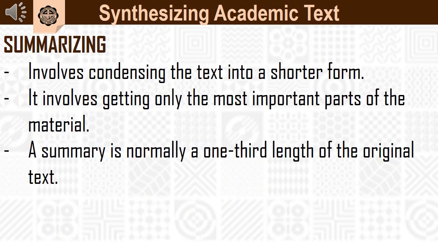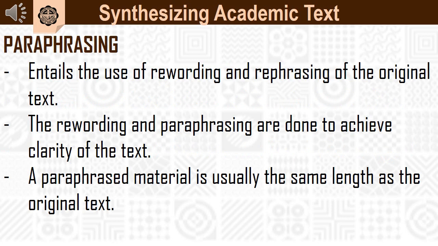Second, we have summarizing. Summarizing involves condensing the text into a shorter form. It involves getting only the most important parts of the material. A summary is normally one-third the length of the original text. Third, we have paraphrasing. Paraphrasing entails rewording and rephrasing of the original text. The rewording and rephrasing are done to achieve clarity of the text. A paraphrased material is usually the same length as the original text.